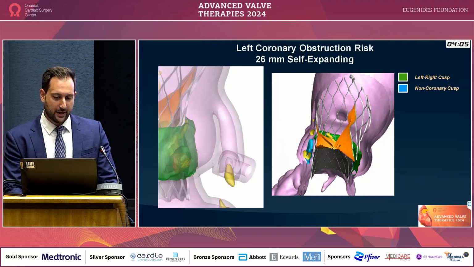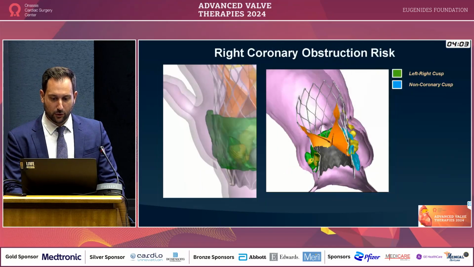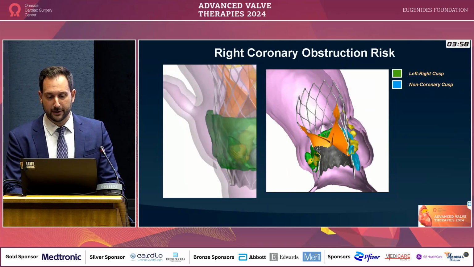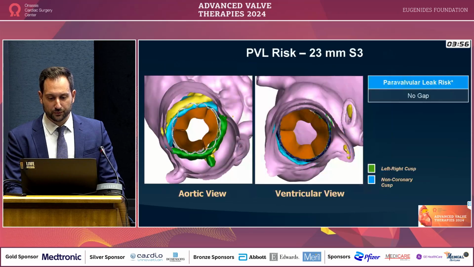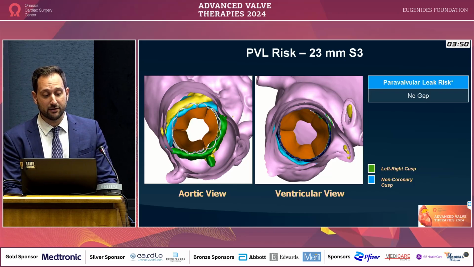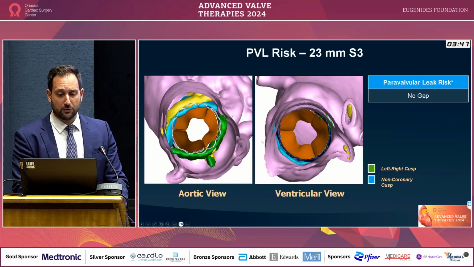And same with the self-expanding. So coronary obstruction is not really a big concern here. Now, more importantly, the PVL, because bicuspid valves tend to have more PVL after TAVR. You can see here we simulated a 23 millimeter S3.